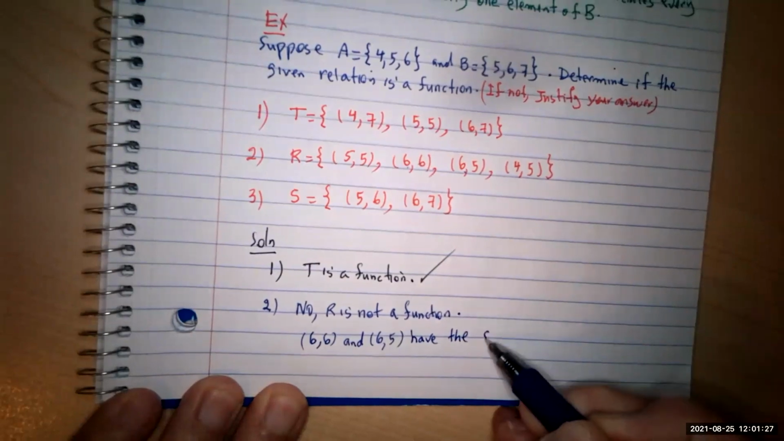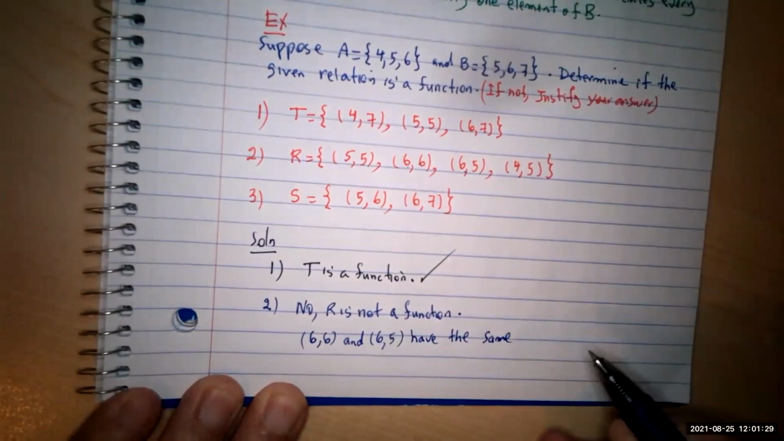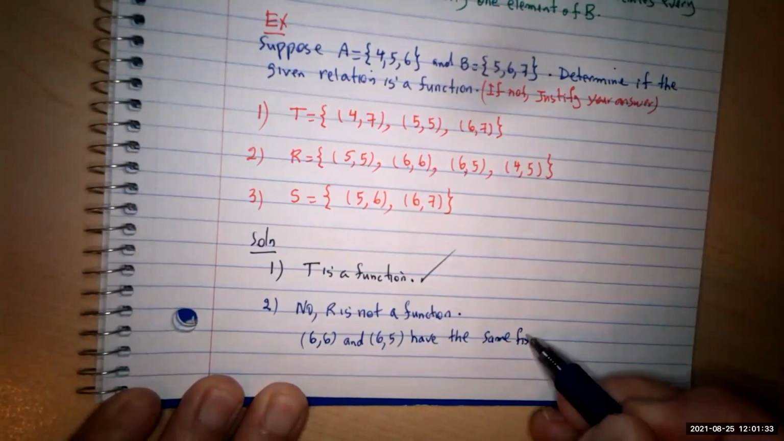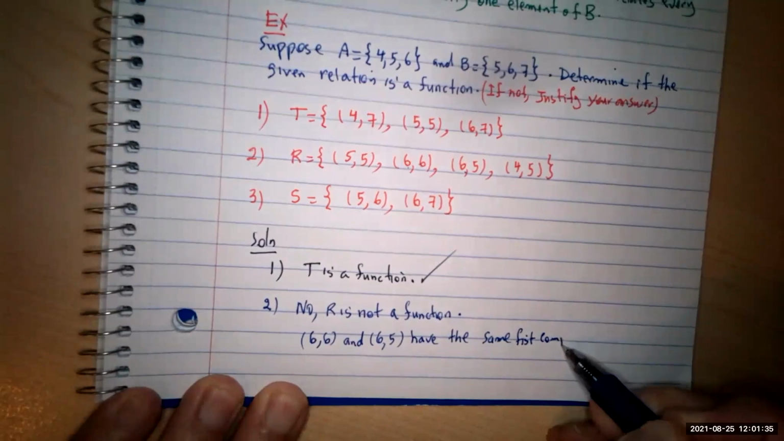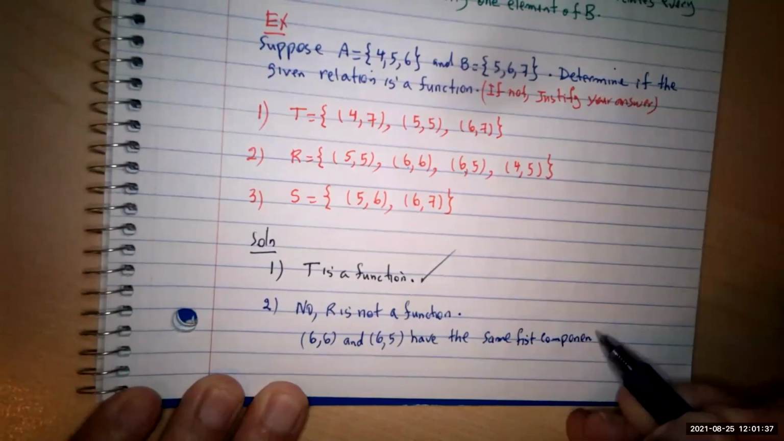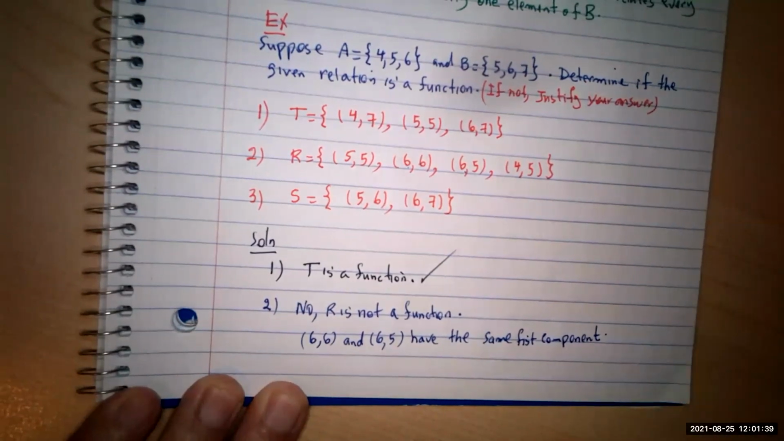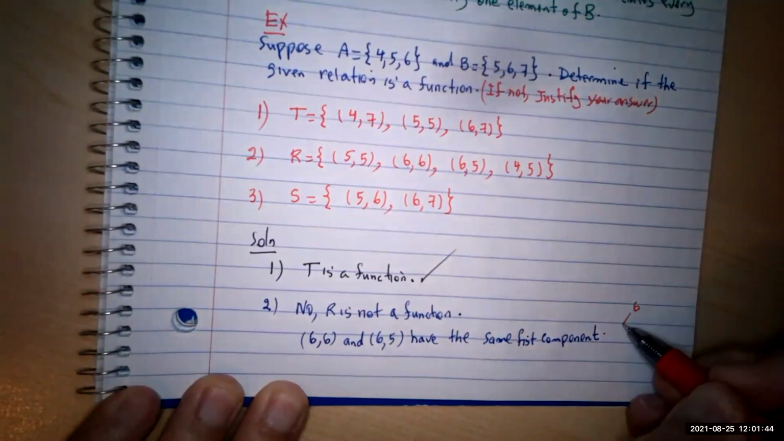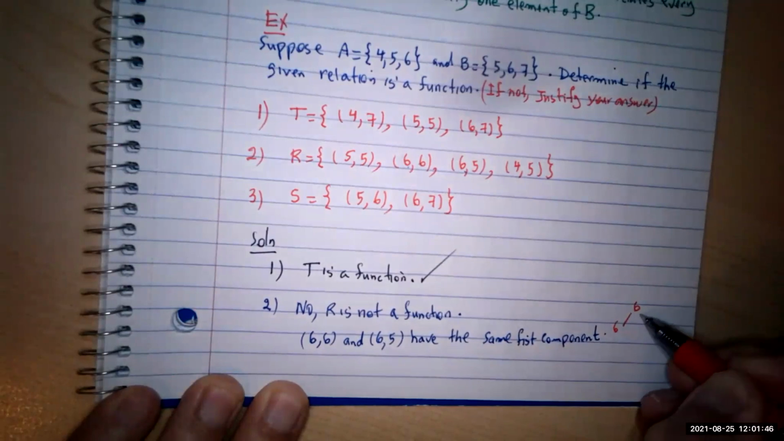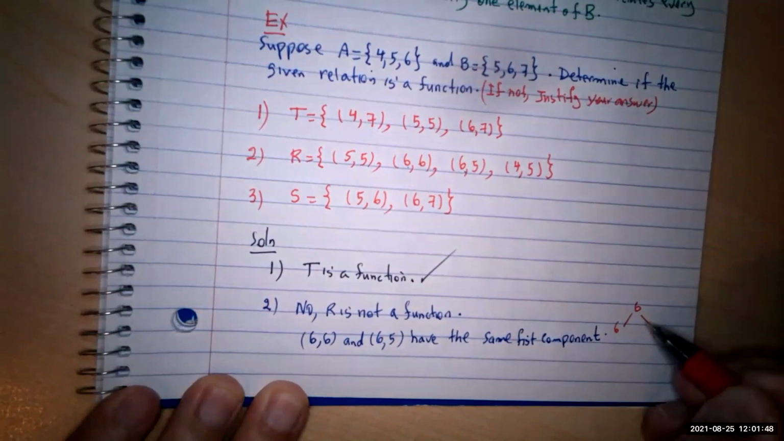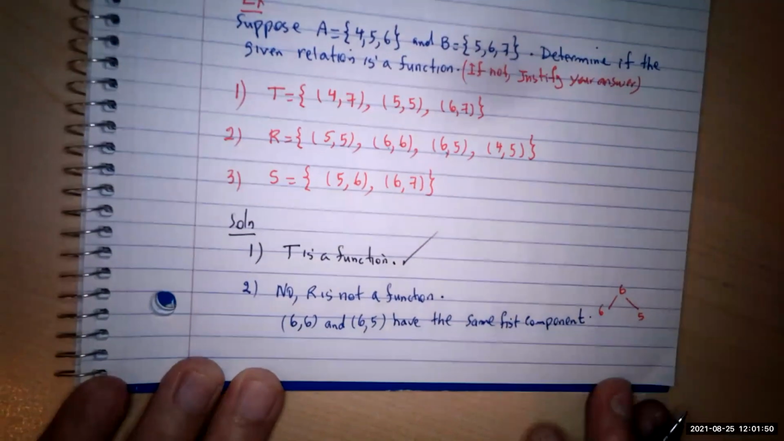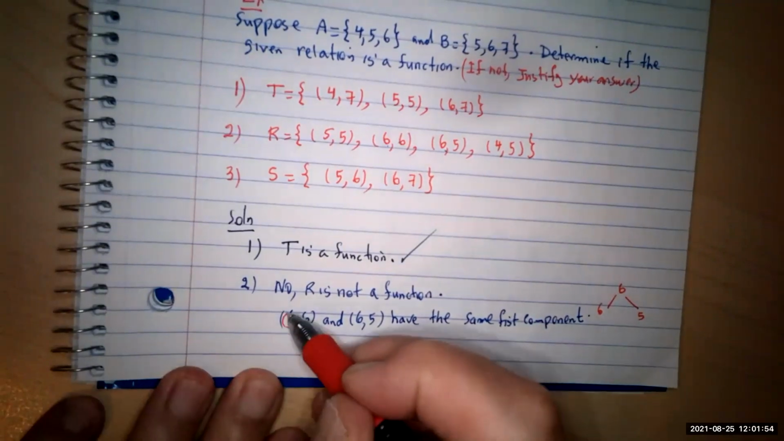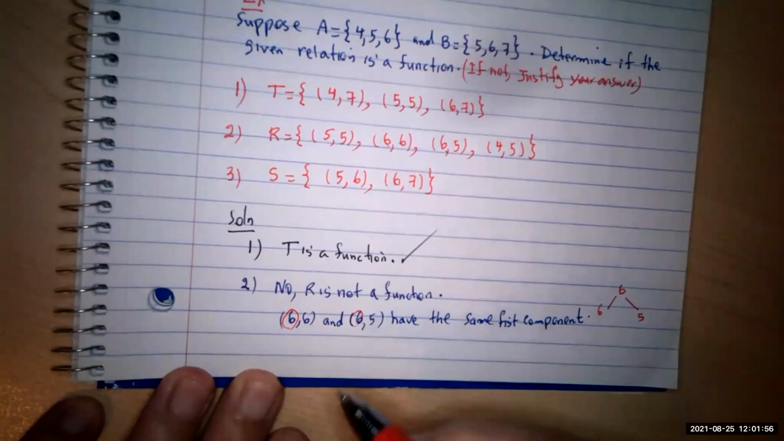Okay, have the same first component. Same first component. So there is a sharing, if you like. You see, this is the 6. 6 is related to the 6, and at the same time related to the 5. This relation must be only in one direction only. Okay, so we have the sharing. That's why it's not a function.